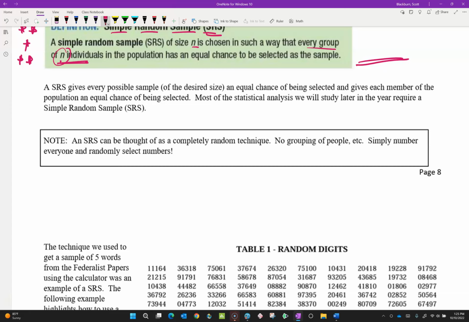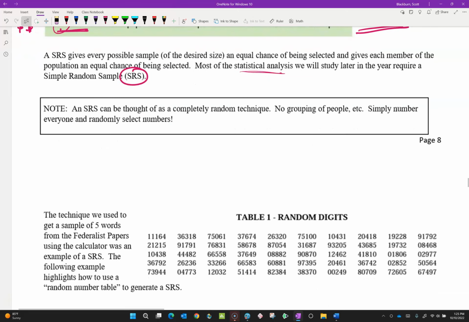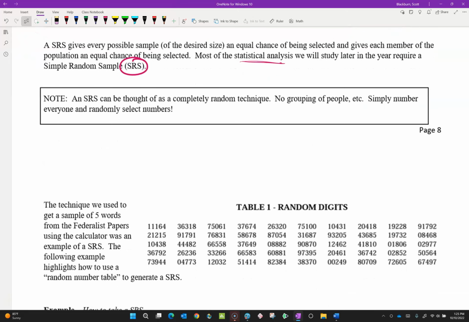Most of the statistical analysis that we're going to do later this year is going to require an SRS. An SRS is the gold standard for sampling techniques, and it's going to be the foundation of all of our analysis in the second semester. So a simple random sample can be thought of as a completely random technique. No grouping of people, simply number the people and randomly select the numbers. Our Federalist paper technique was actually an SRS.